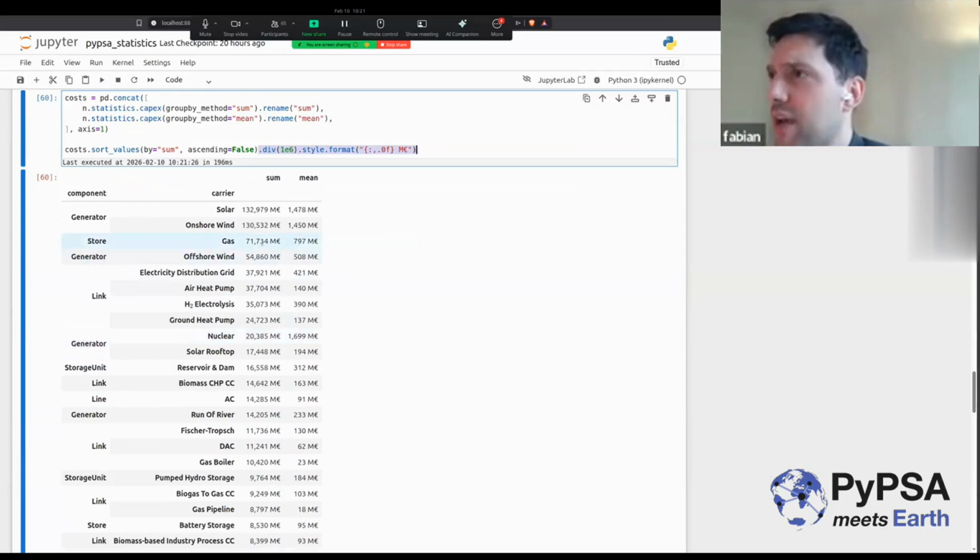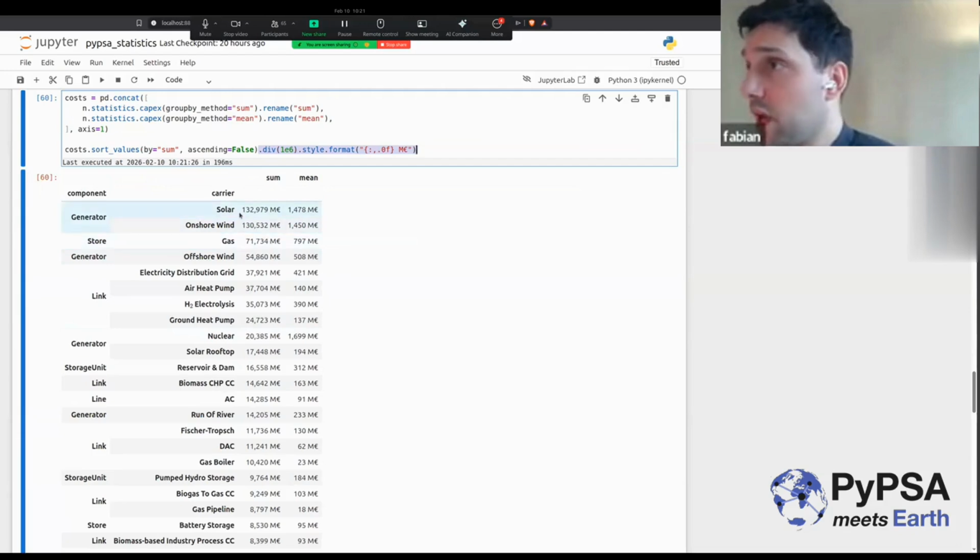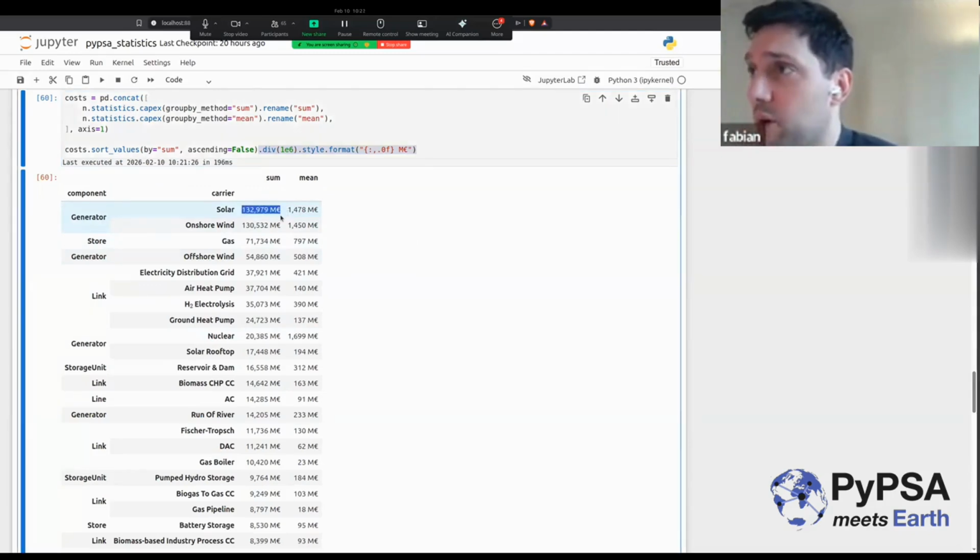And then you already see, okay, it's nice. There's now a sorting. Here we still see the component level and the carrier level. Now we have the sum and the mean as columns. This might be of interest to check: okay, there is quite some solar here. This is the most invested technology in this network. And per asset, we're investing roughly 1.5 million euros.